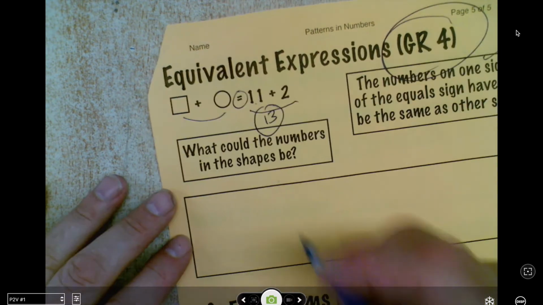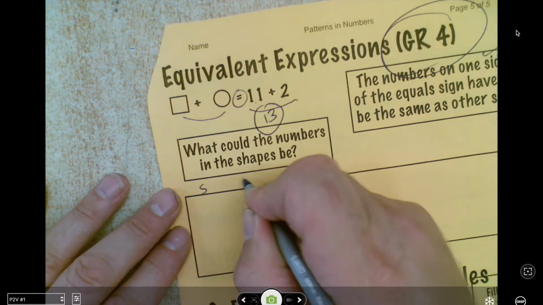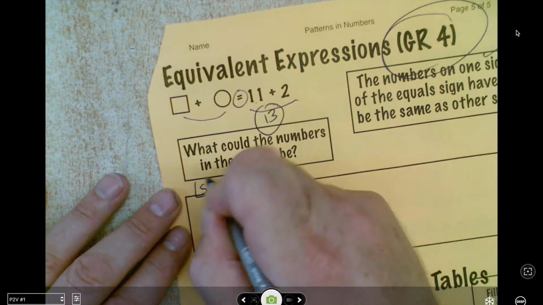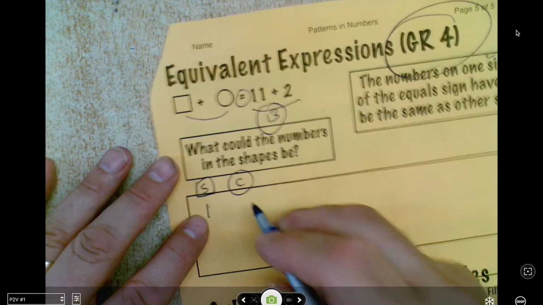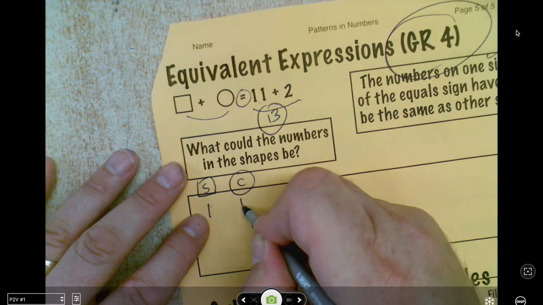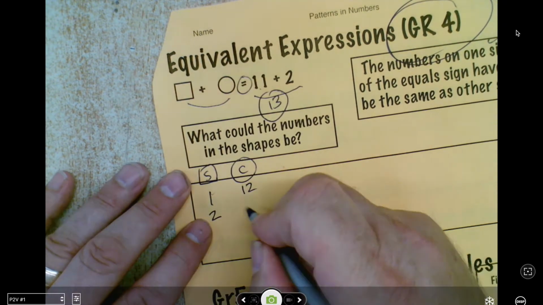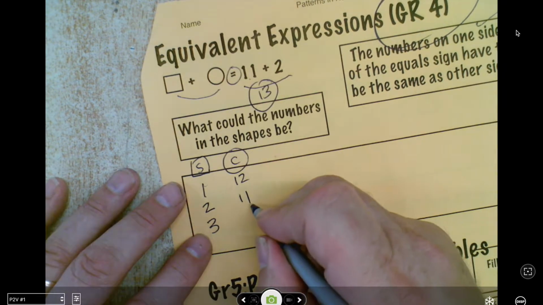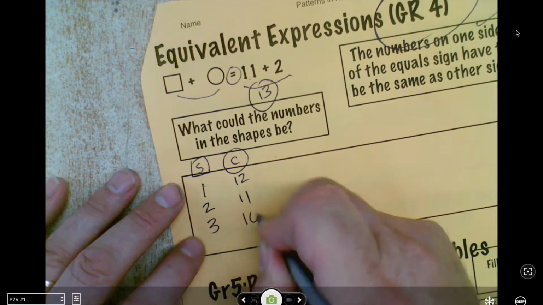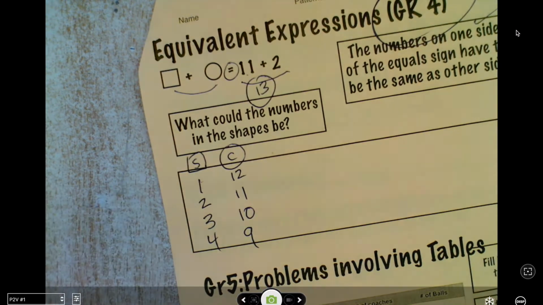So let's just start off with some easy ones. Let's say the square is here, and the circle is here. The square could be 1, and that would mean that the circle would have to be 12 to add up to 13. The square could be 2, the circle would have to be 11. The square could be 3, the circle could add up to 10. The square could be 4, the circle could add up to 9, etc., etc. And there's more combinations of that.